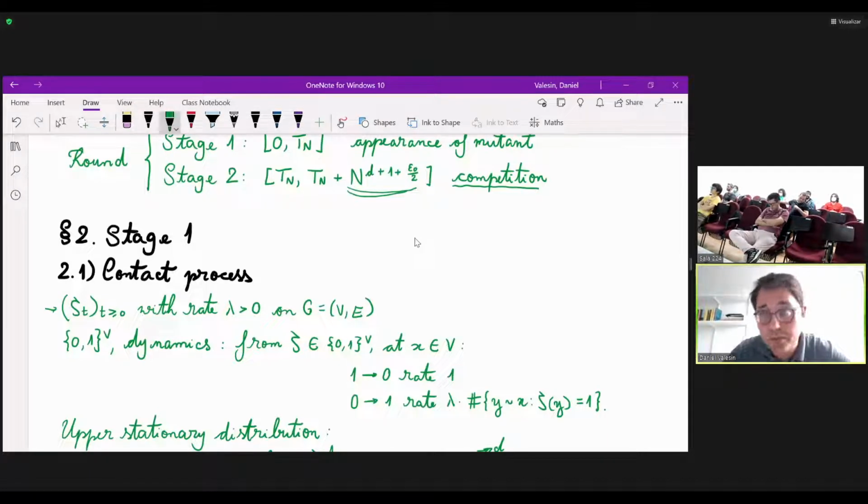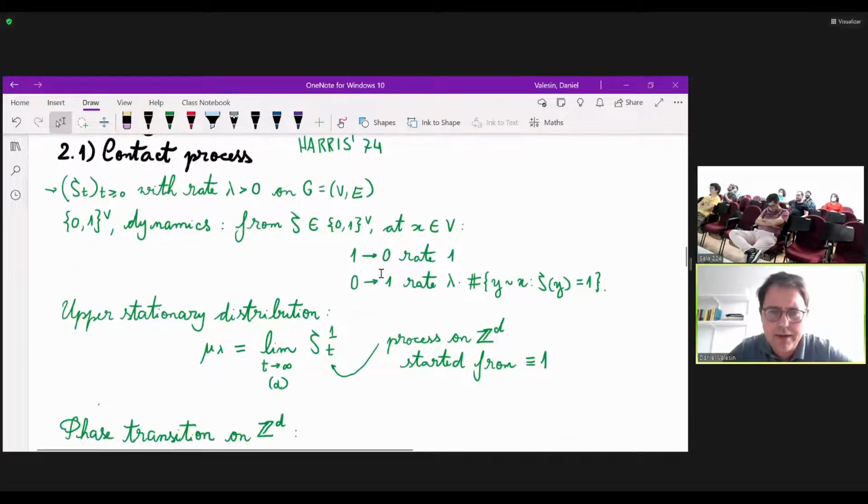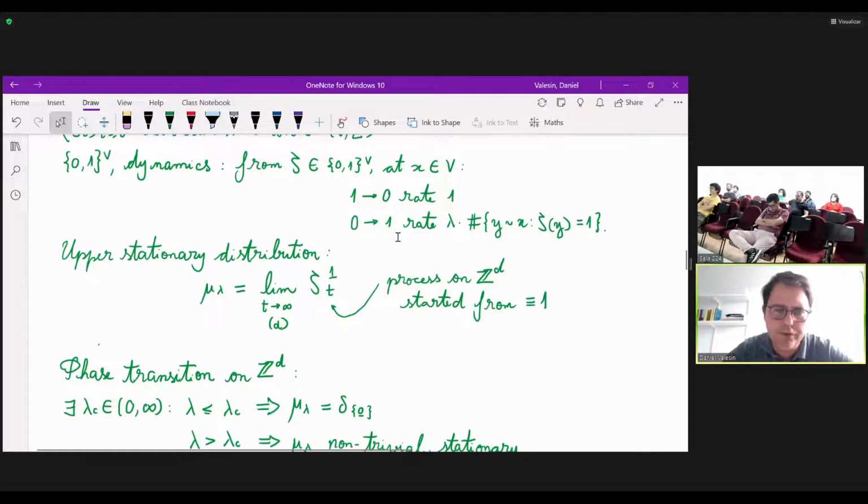So this model was introduced by Ted Harris in 1974, and it's one of the most well-studied classes of interacting particle systems, and typically it's seen as a model for the spread of an infection. So 1 means infected and 0 means healthy. The contact process on Z^d has what is called an upper stationary distribution. If you take the process on Z^d and you start at time 0 with everybody in state 1, so everybody occupied or infected at time 0, and you run time to infinity, the process has a limiting distribution.